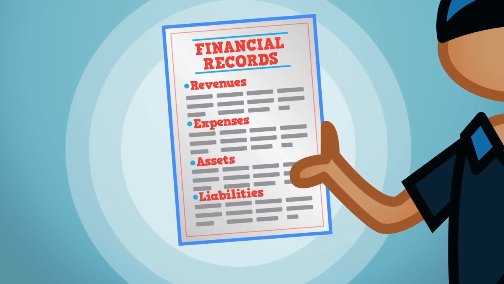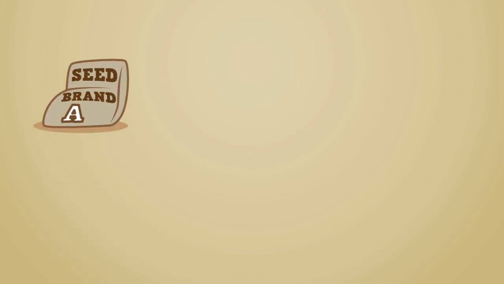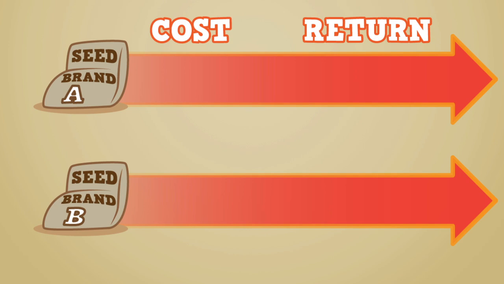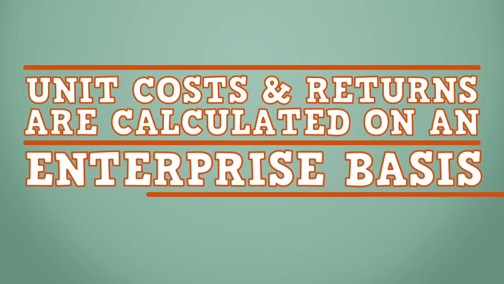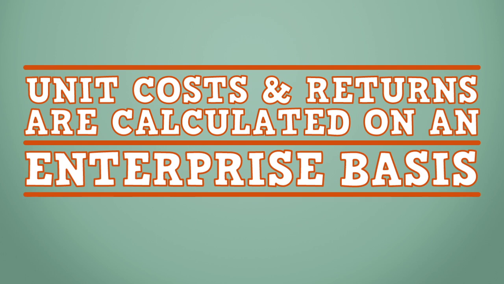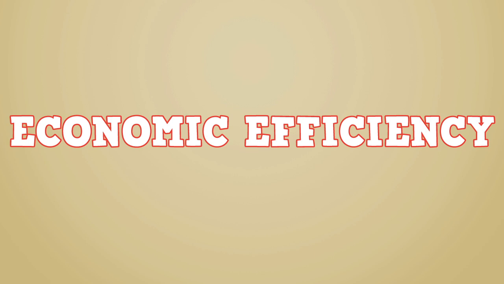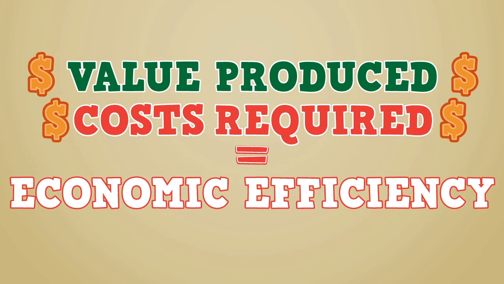It combines financial records on one hand with production records on the other. Farm managers can then see the relationship between the use of a particular production input and its subsequent cost and return per unit produced. Unit cost and returns are calculated on a crop and an enterprise basis. An enterprise is an activity that uses farm resources to produce a commodity or a group of commodities with common production traits. Unit costs and returns measure economic efficiency. They are a statement of the value produced and the costs required per unit produced.